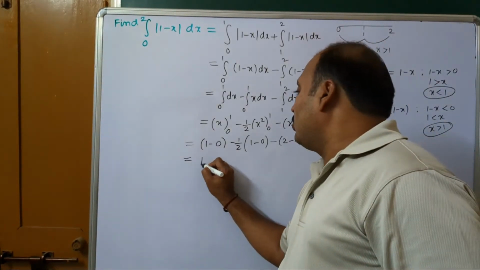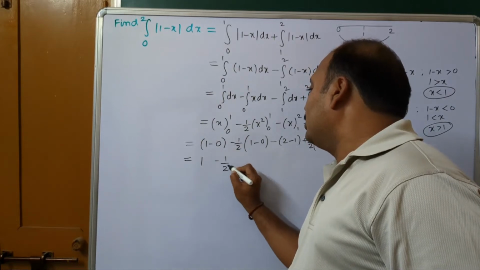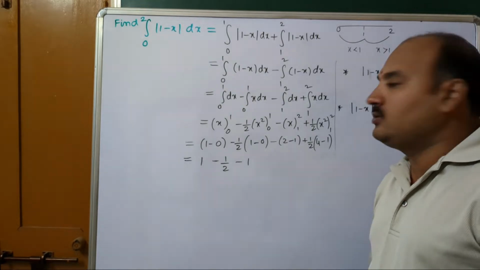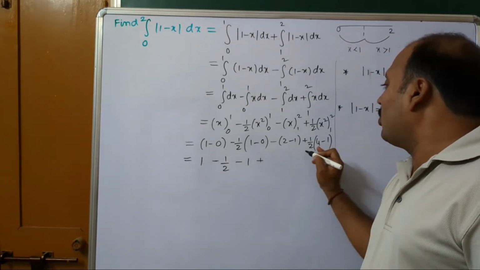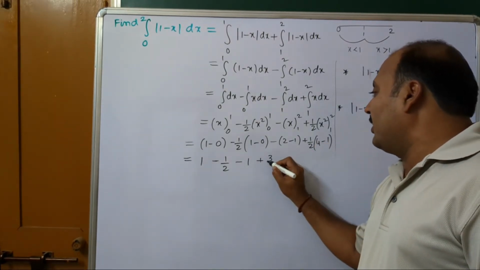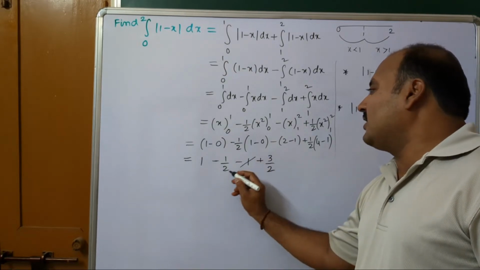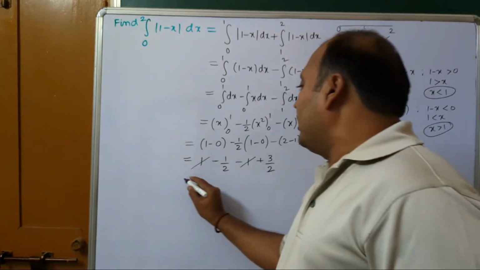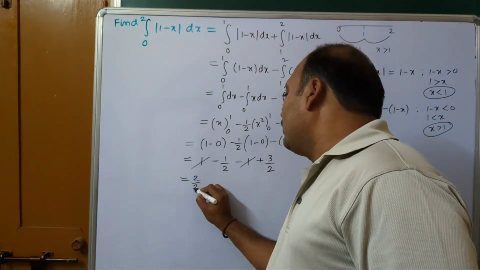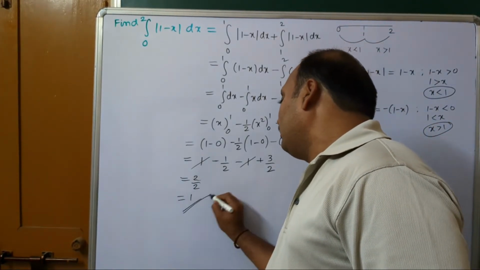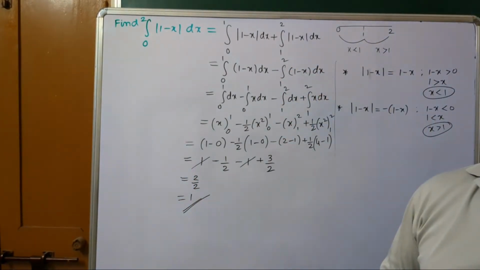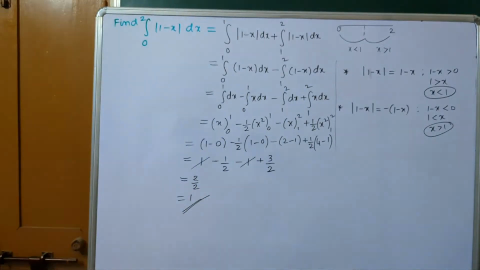So which is equal to 1 minus 1 by 2 minus 1 plus 4 minus 1, 3 into 1 by 2, 3 by 2. Minus 1 plus 1 get cancelled. 3 by 2 minus 1 by 2, that is 2 by 2. 2 by 2 means what? 1. Okay, dear students, we'll move on to another question.